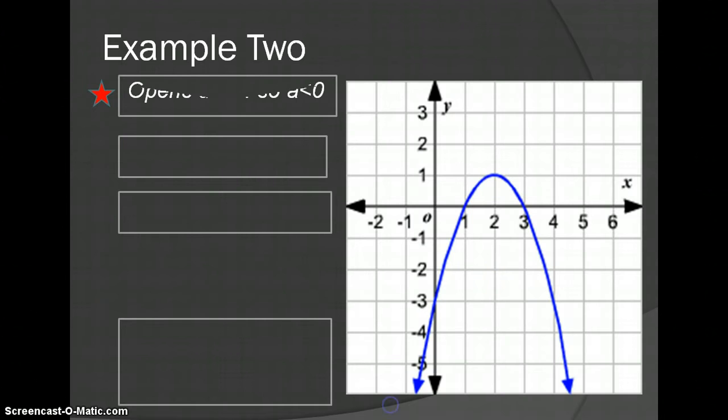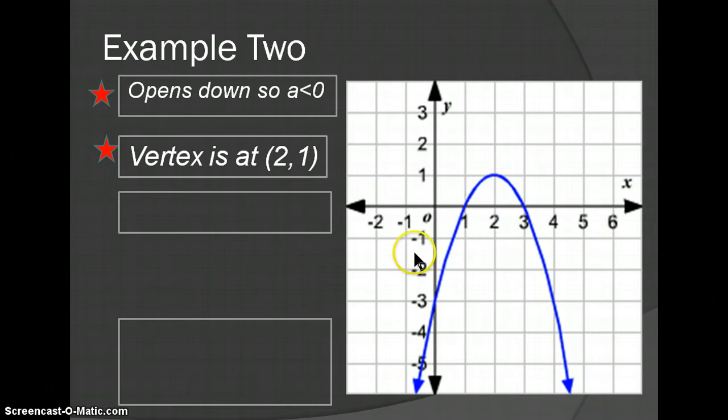On the second example, we have a graph that is opening downward. It's opening down, and it has a maximum. So we know that a is less than 0. The vertex you can see is happening at 2, 1. And as I just said, that vertex is considered a maximum because it is the highest point that this graph reaches.